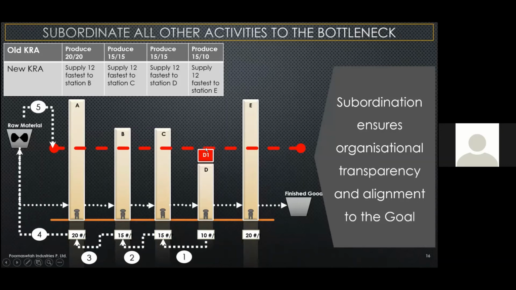Now the new KRA will say supply 12 fastest to station B, supply 12 fastest to station C. He will ask an obvious question, what about the remaining capacity? The management says, don't worry, keep it idle, please don't generate waste. So that's the correct implementation of any lean mechanism in my sense. So this is how we do subordination, step number 3 in any organization.